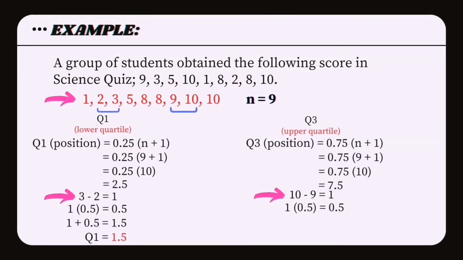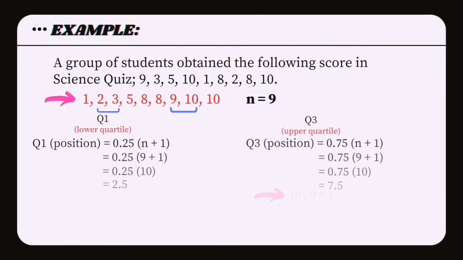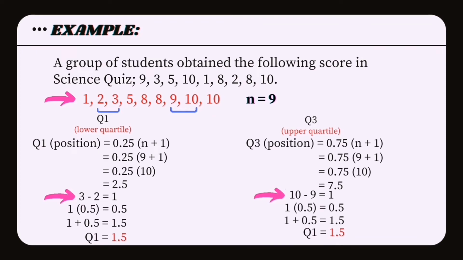Again, gaya sa kabila, imumultiply lang natin si 1 dun sa decimal point ng 7.5, which is 0.5. So, 1 times 0.5 is equal to 0.5. Same method sa kabila, i-add lang natin yung total na nakuha natin dun sa minus and minultiply natin. So, 1 plus 0.5 is equal to 1.5. So, the position of our quartile 3 or the upper quartile is equal to 1.5. Sorry for the mistake. It's supposed to be quartile 3, not quartile 1.